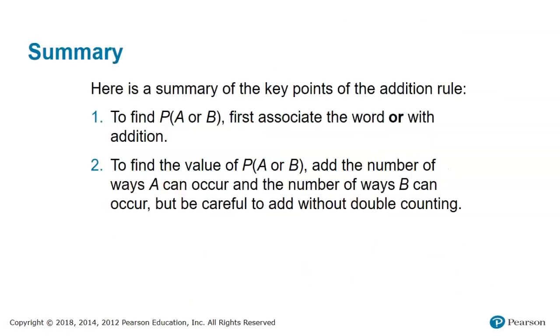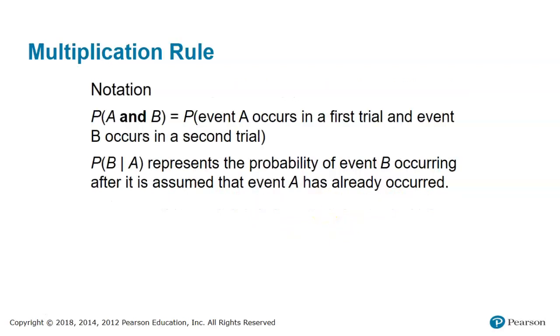Okay, so summarizing the addition rule, we look for the word or. And basically we're looking to make sure that we account for everything that's in A and also in B, but we have to be careful that we don't double count anything. Okay, moving on to the multiplication rule. The multiplication rule uses the word and, or another thing I want you to kind of think of is if you have multiple trials or multiple selections. So if I'm selecting 4 people or I'm selecting 10 people, that's an indication that I'm going to use the multiplication rule.